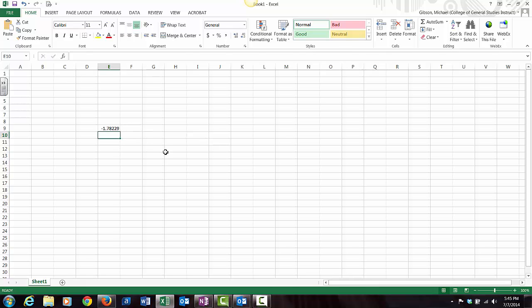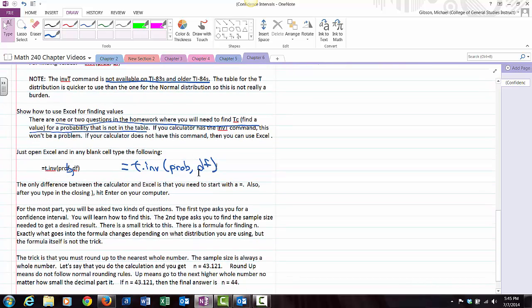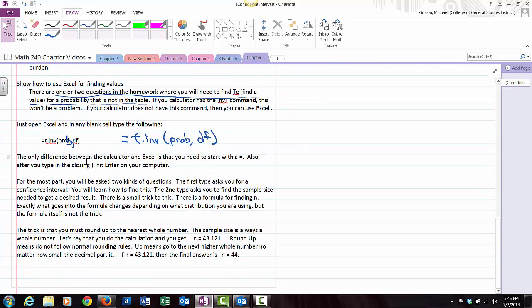That's the TC for that, if you will, minus 1.78, whatever. If you put the cursor back on it, here you see the value. If you look up here, you see what I typed. Okay? That's all there is to that. That'll happen on 1 or maybe 2 homework problems. Really, the only difference between the calculator and doing this in Excel is that in Excel you need to start with the equal sign. Also, you'll notice after I hit the closing parenthesis, I did hit enter.